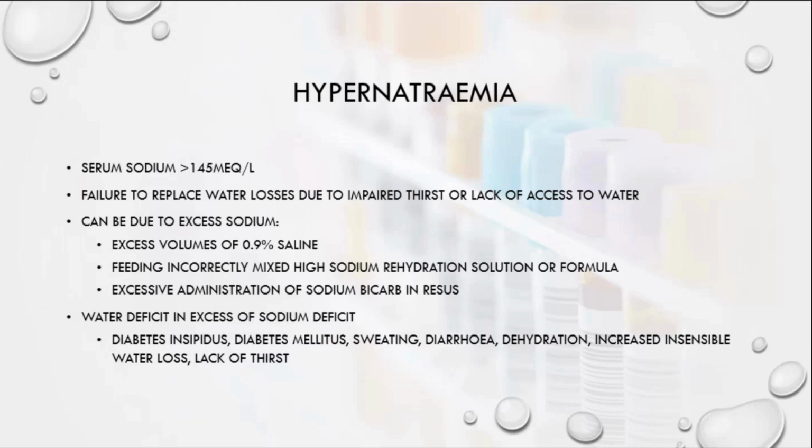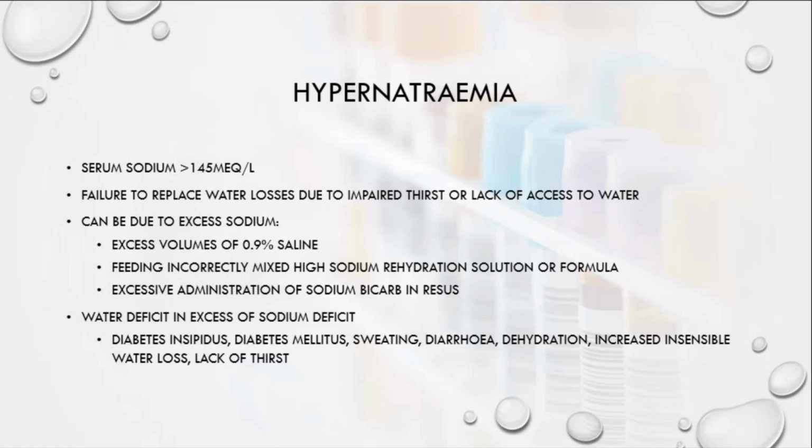Then going on to hypernatremia, which is a serum sodium of more than 145. So this is when you have the failure to replace your water losses due to impaired thirst or lack of access to water, as we spoke about before. So in our pediatric patients, this is very important, and we see it fairly often. So it can be due to an excess of sodium, such as excess volumes of saline that could be used, or if patients are fed with incorrectly mixed rehydration solutions or incorrectly mixed formulas, then we see it frequently.